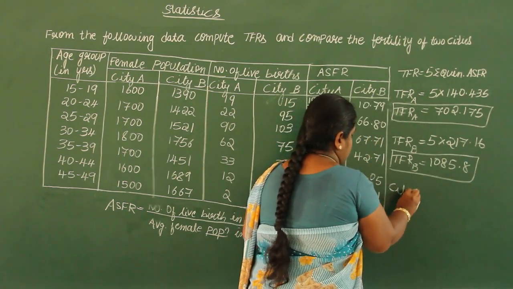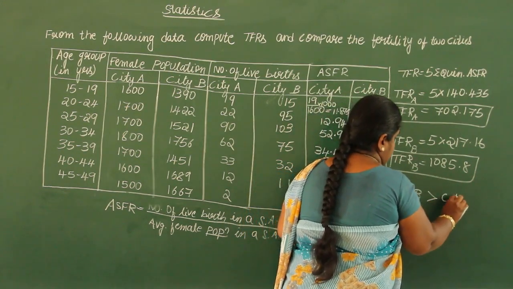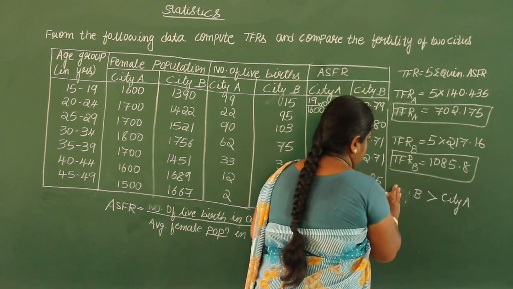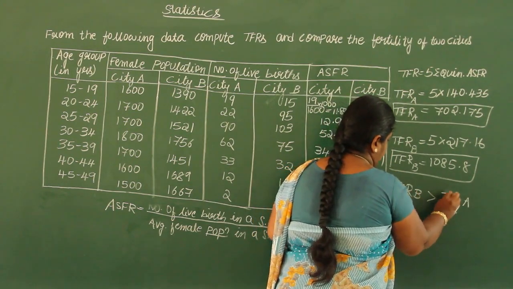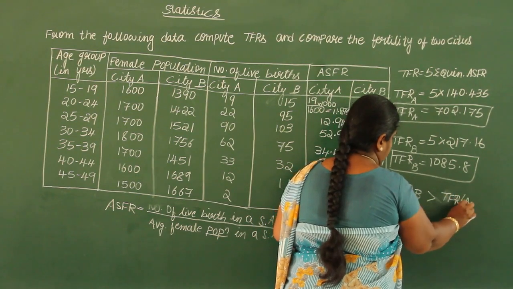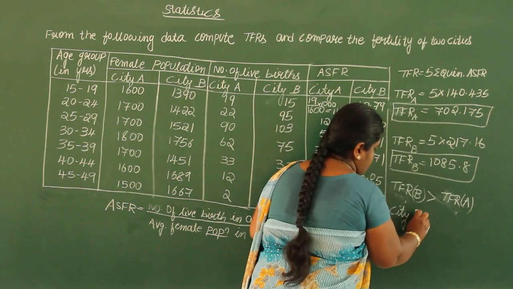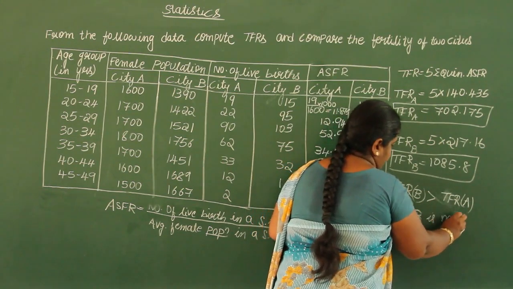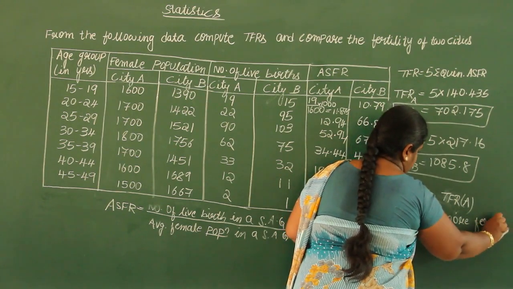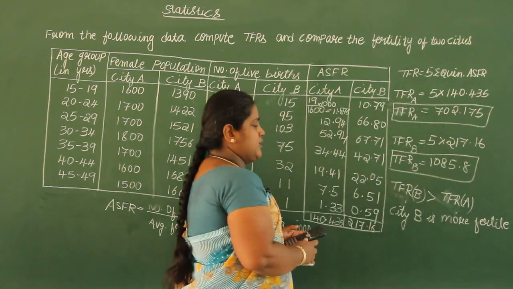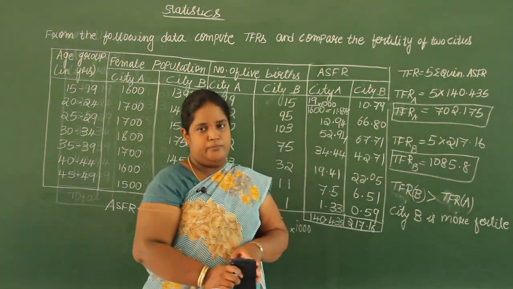So now city B is greater than city A. You have to write TFR. So TFR of city B is greater than TFR of A. So city B is more fertile. So there are more number of births in city B when compared to that of city A.